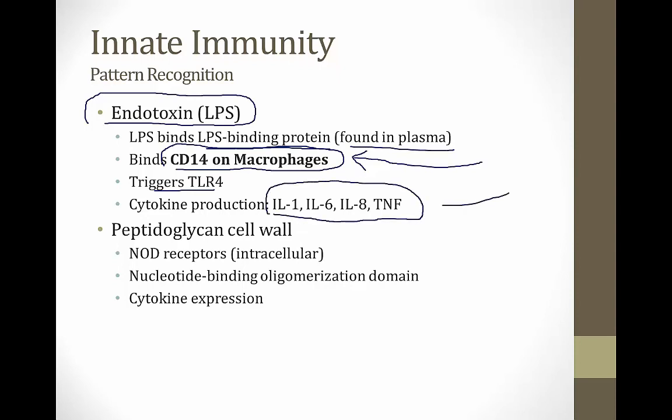We'll talk about all these cytokines in a few slides. The innate immune system can also recognize peptidoglycan in the cell wall of bacteria. If bacteria get inside a macrophage, for example, there are receptors called NOD receptors that are intracellular. NOD stands for nucleotide binding oligomerization domain, and that's a mouthful. But once peptidoglycan binds these NOD receptors, this leads to cytokine production.